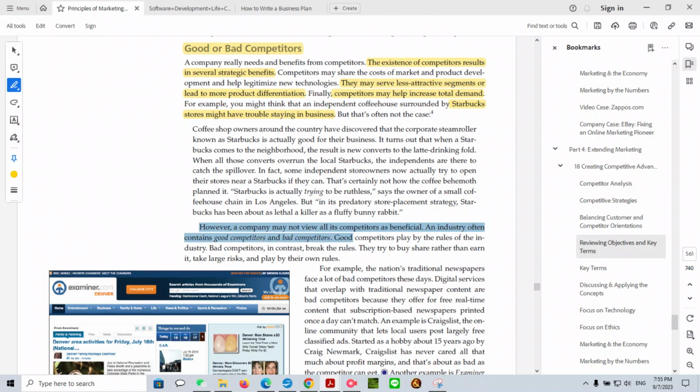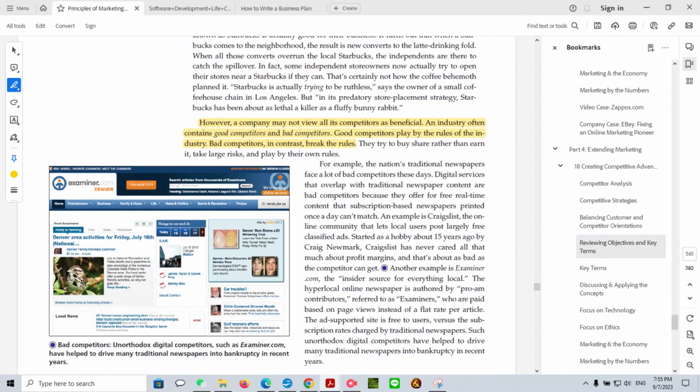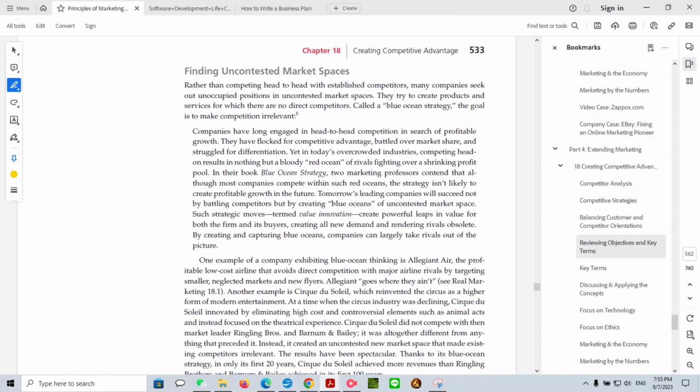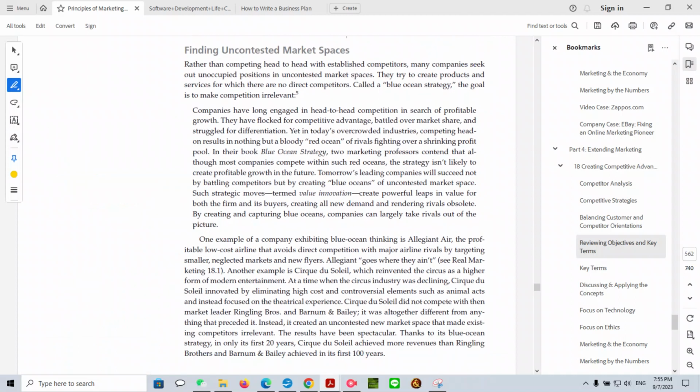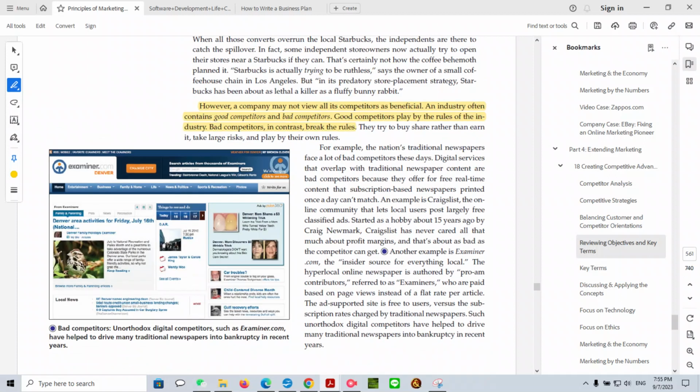An industry often contains good competitors and bad competitors. Good competitors play by the rules of the industry. Bad competitors, in contrast, break the rules. They try to buy share rather than earn it, take large risks, and play by their own rules. Basically, it's when they're trying to compete in something that they don't have a strength in.